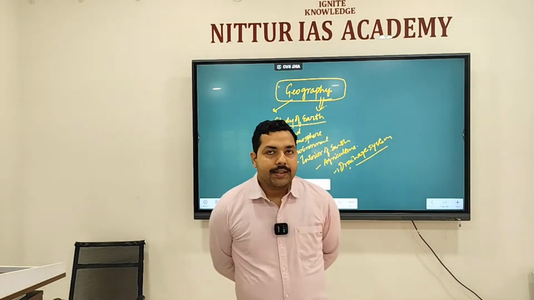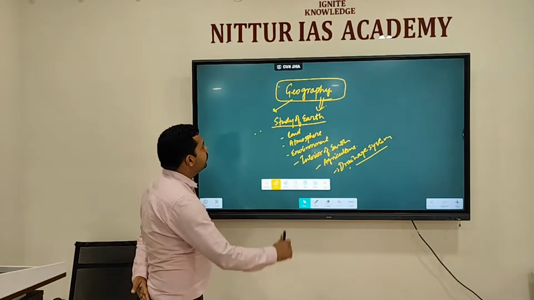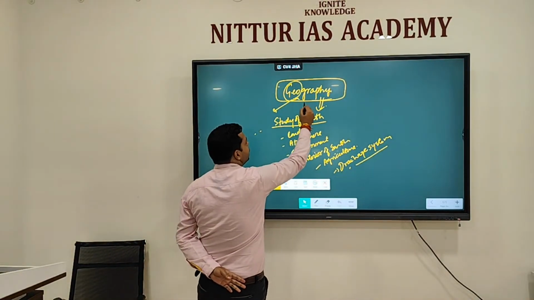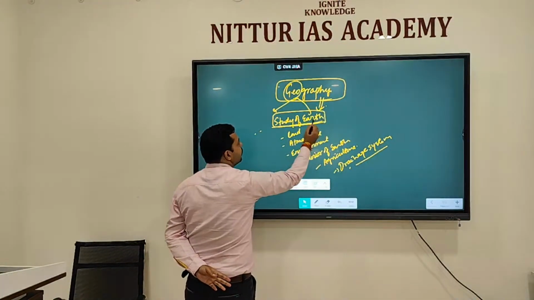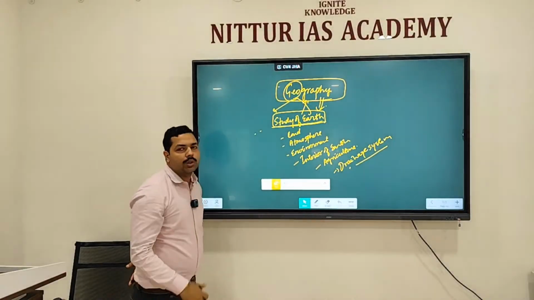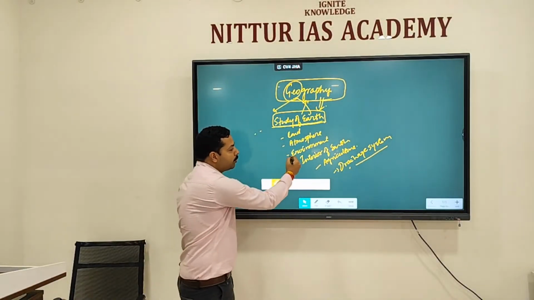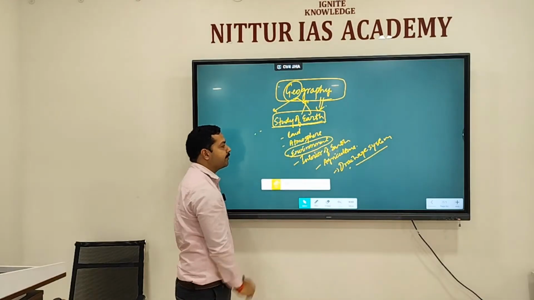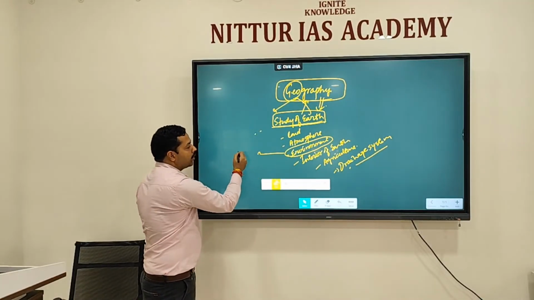So basically, what does geo mean? Geo means Earth only, and the study of it is called geography. Whatever is there on the Earth is called geography. Clear? What is environment? How is it different?